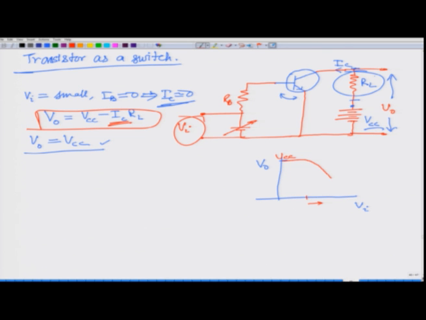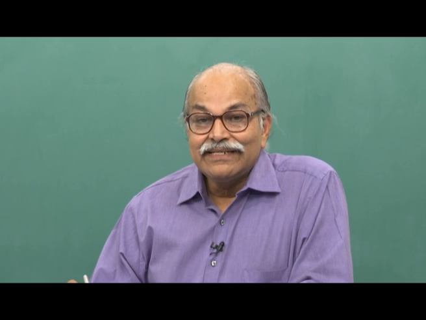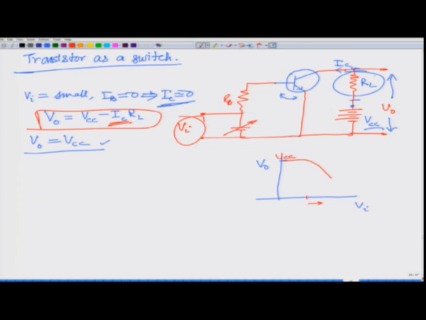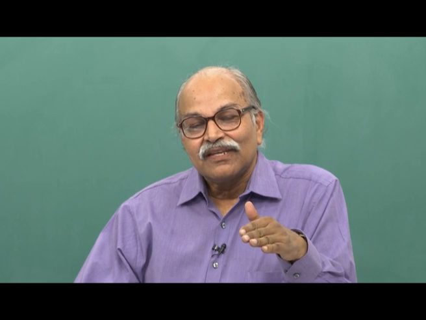But as VO decreases, remember what is VO? VO is nothing but VCE, the collector emitter voltage. One end of this VO is here, this is the emitter, and the other end of VO is here, that is the collector. So, this is VCE. So, if VO has decreased, VCE has decreased. So, that reverse biasing is going down.